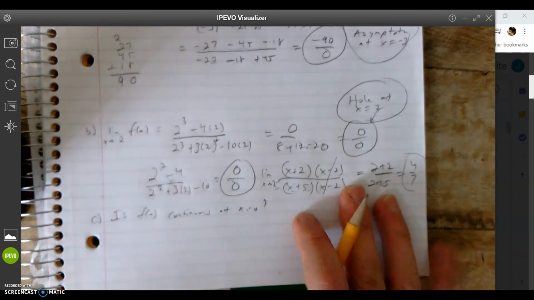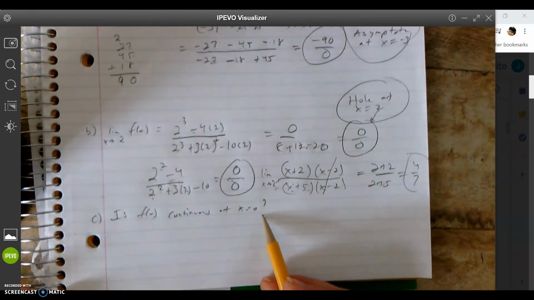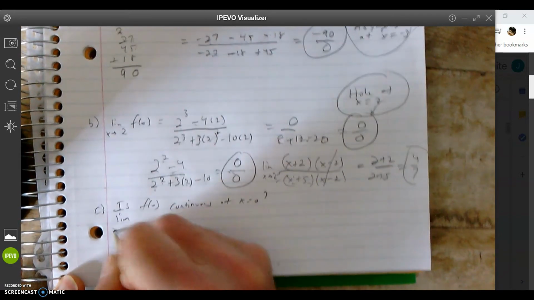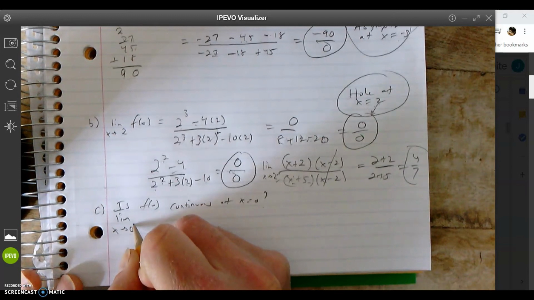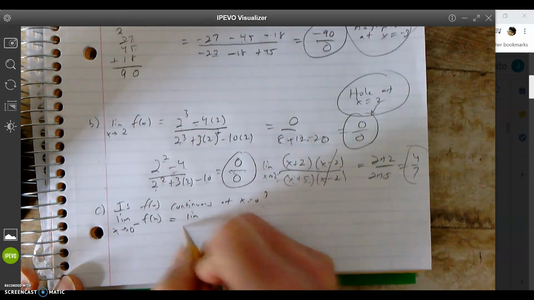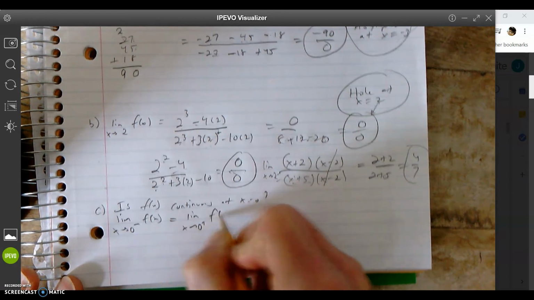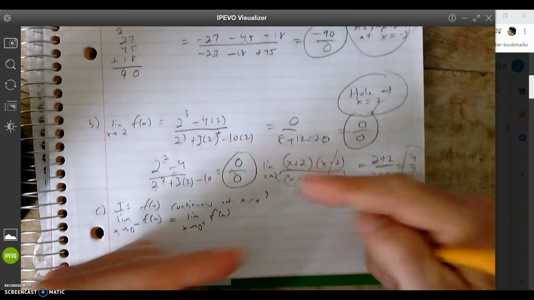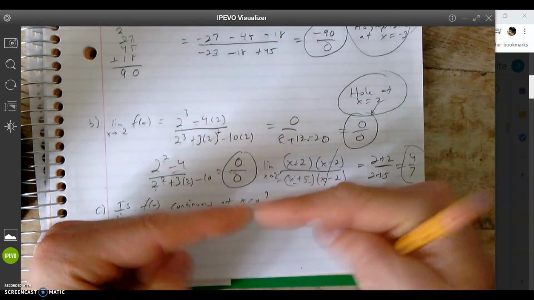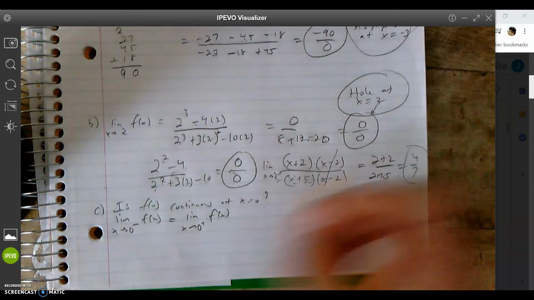All right, next. Is f of x continuous at x equals 0? Almost done. All right, so that would mean the limit as x approaches 0 from the left of f of x equals the limit as x approaches 0 from the right of f of x. That's the first thing you have to prove, so that there's no jump in the graph, if you're going towards a different y value. We got to make sure you're going towards the same y value.